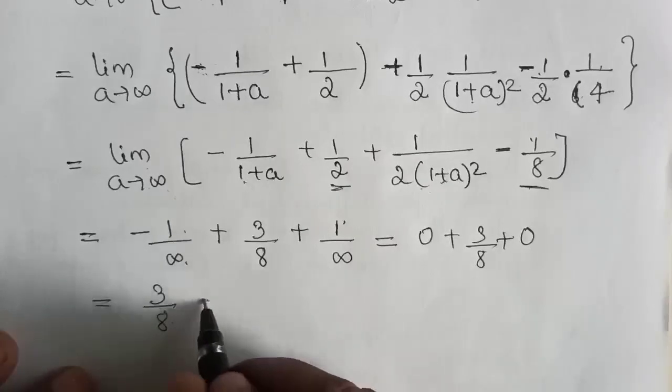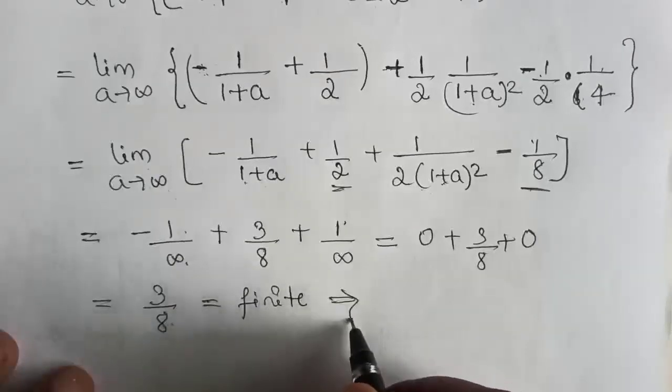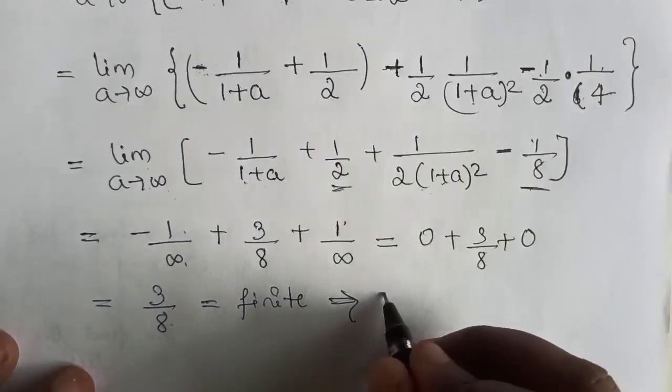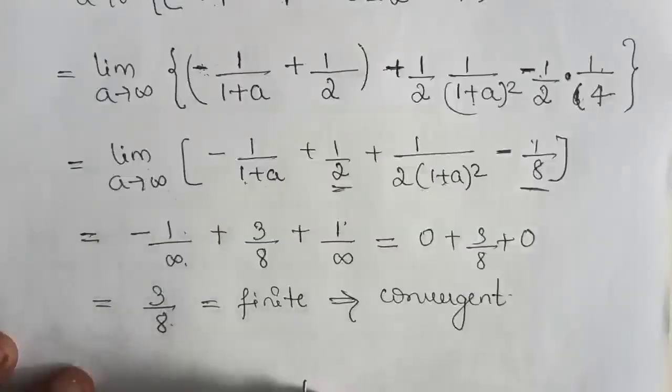So 3 by 8 is finite. Therefore, we can say that the given improper integral is convergent. Okay.